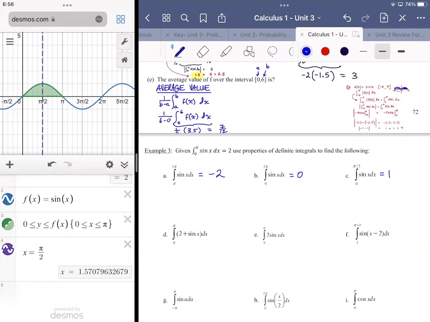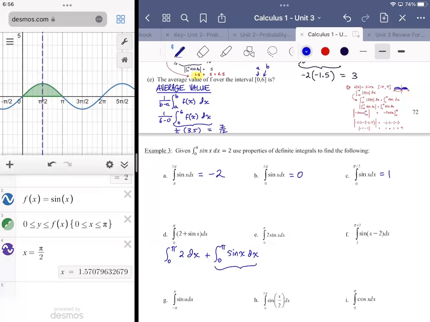Just by having a sense of what's going on with the graph, it makes things a whole lot easier. Now, in the cases of D and E, you look at it and say, oh, okay, now things are getting spicier. But remember, we can break up an integral by the addition. Right? This is some property. So I can write this as the integral over the interval of 0 to pi of 2 dx plus the integral over the interval of 0 to pi of sine x dx.